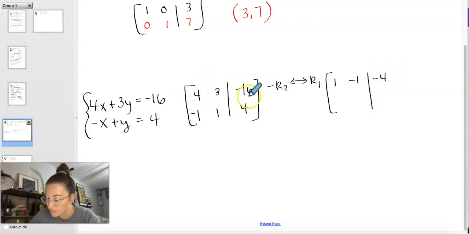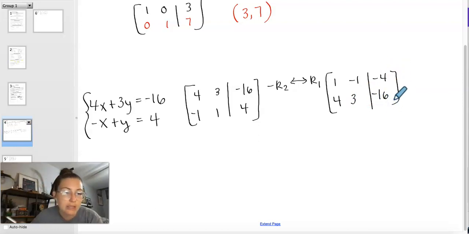And then this row just moves down: 4, 3, negative 16. So I technically did 2 different things at once. Hopefully that was an easy enough 2 things that I didn't confuse anyone. Okay, so now I have my 1 in my spot. Perfect, that's your first goal.